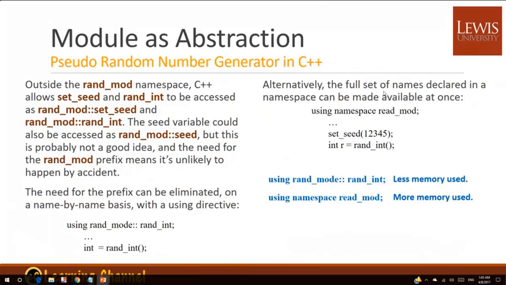Alternatively, you can import the whole module using namespace random module instead of just using a certain function. By doing this, you can run set seed, and you will also see the random integer generator. Of these two methods, the first one uses less memory, but the second one takes more memory while giving access to more variables or more functions.